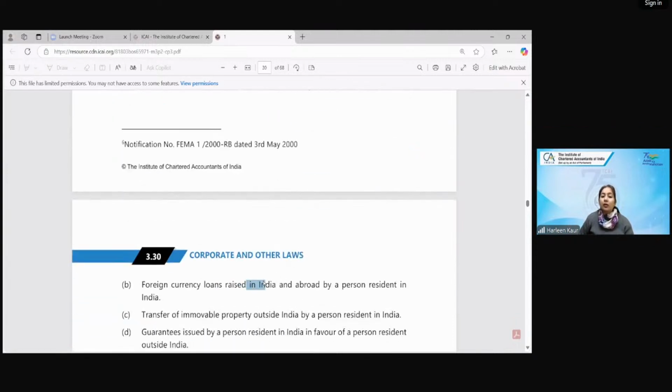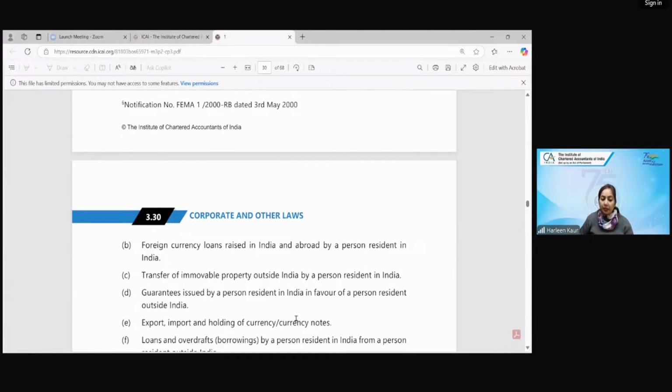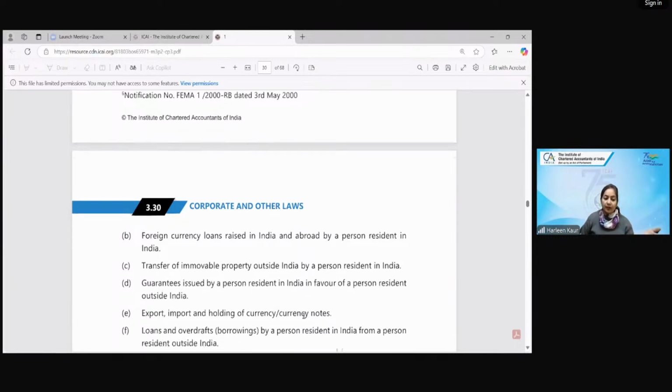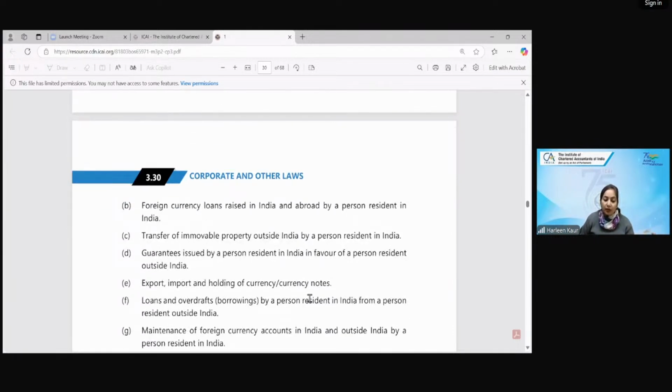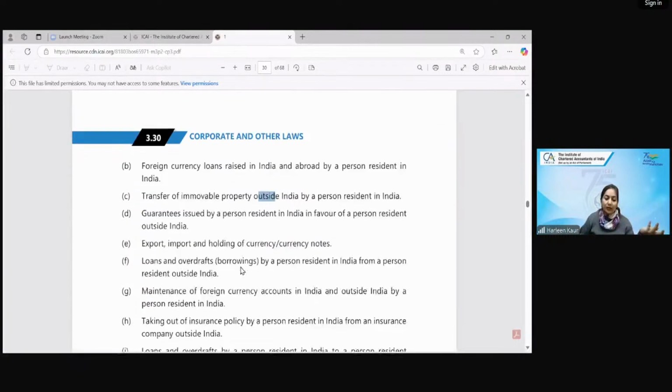You can take foreign currency loans in India and abroad by a person in India. So you have taken a loan in India or from a person outside India. You can take a loan outside India also, inside India also. Transfer of immovable property. For example, you have a property in Africa. Can you sell it? Yes, you can sell it.